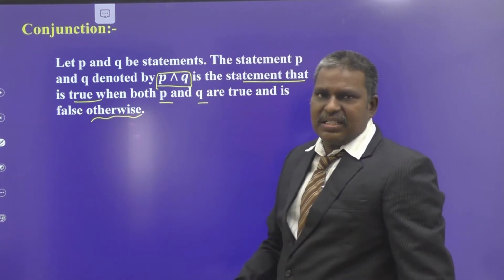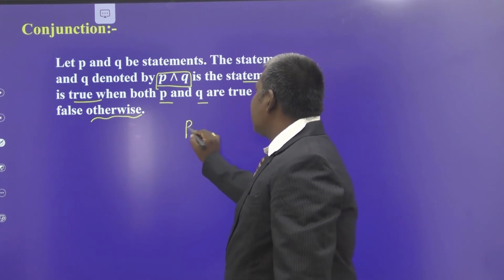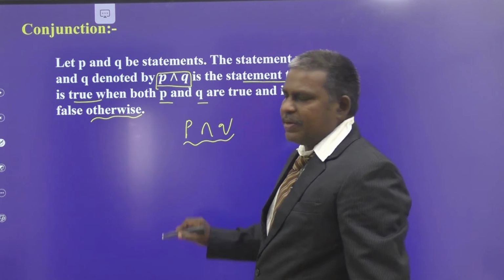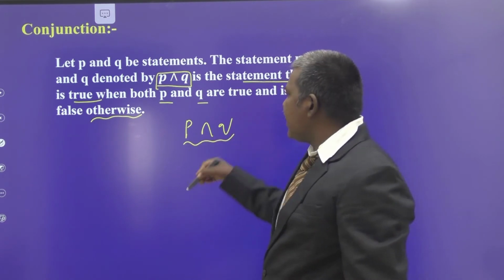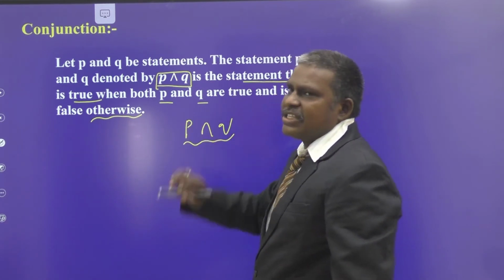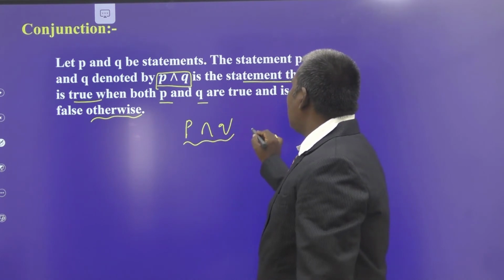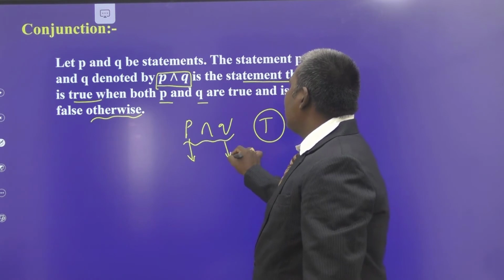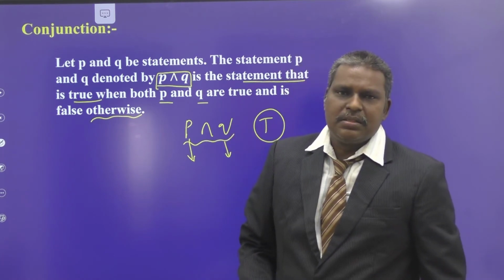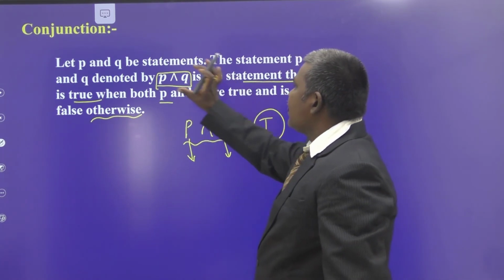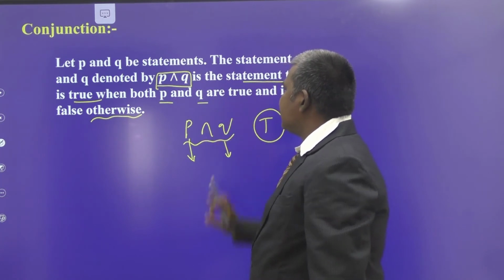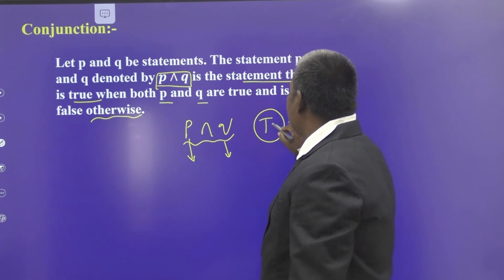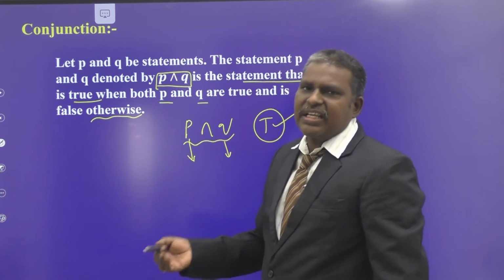P and Q is my compound statement. P and Q are any two statements, and we define P and Q in such a manner that it is true only when both P and Q are true. Otherwise it is false. This is the definition of conjunction of two statements P and Q.